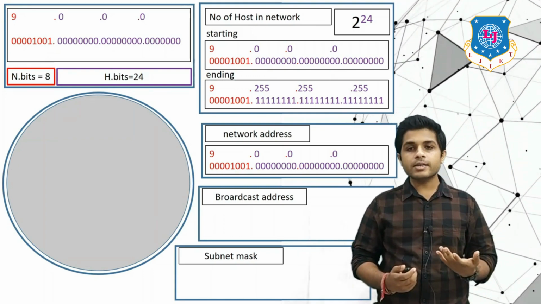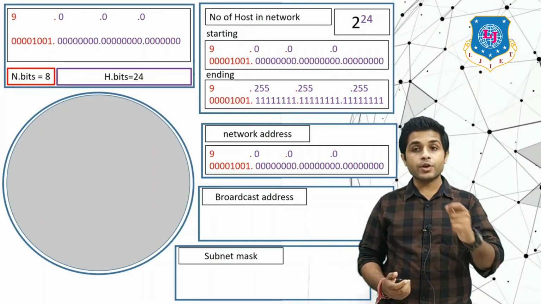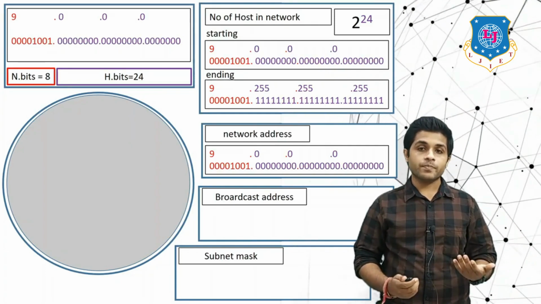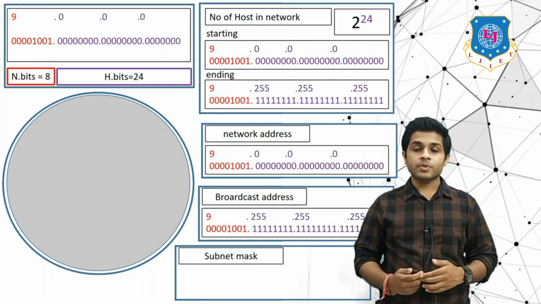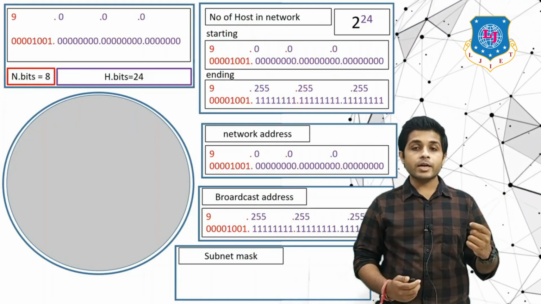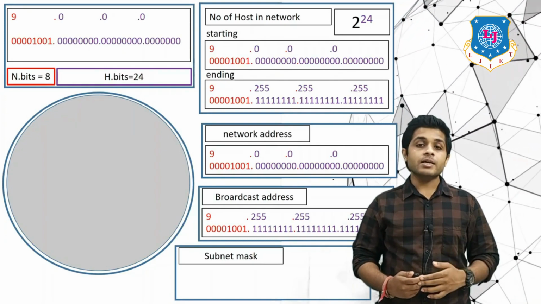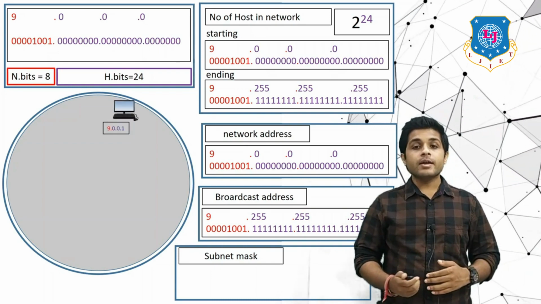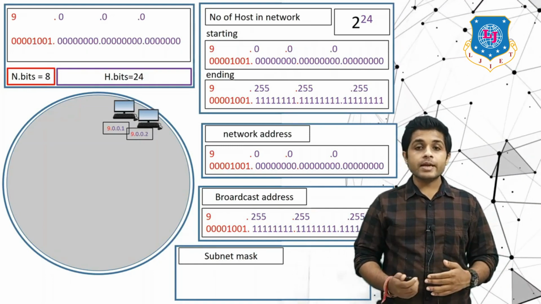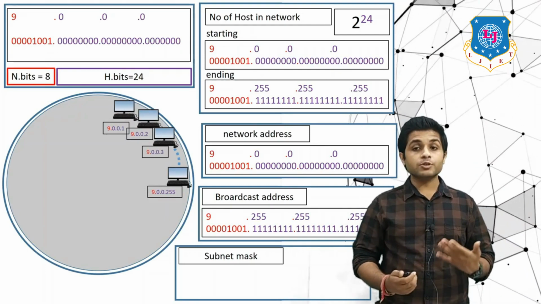What is the meaning of broadcast address? Broadcast address means that any message sent to 9.255.255.255 will be received by all the devices in that network. So it is the broadcast address. Any IP address apart from the first and last will be allocated to the devices in the network. So what will be the IP address of the first device in the network? The first device will get 9.0.0.1. Then the next device will get 9.0.0.2, then 0.3, 0.4, 0.5 up to 0.255.